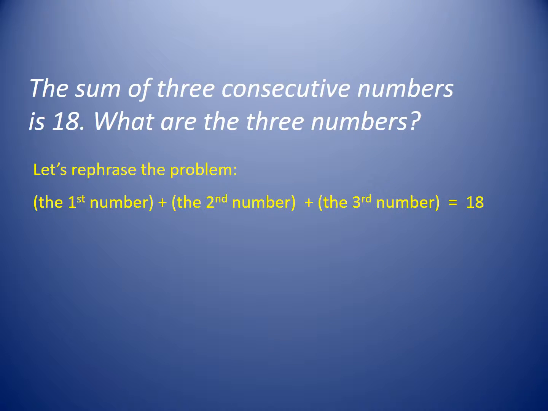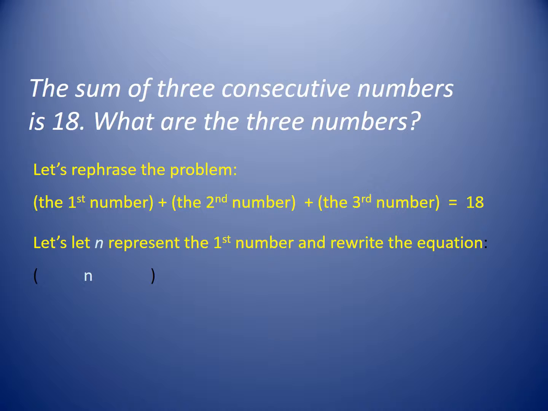Remember, our job here is to find three consecutive numbers that add up to 18. So let's rephrase the problem. We could say what we have to do is take the first number and add to it the second number and add to that the third number, and the sum of those three numbers should be 18. Let's start by letting the letter n represent the first number, and we'll start to rewrite the equation. So here, instead of writing the phrase the first number, we're just going to use the letter n.